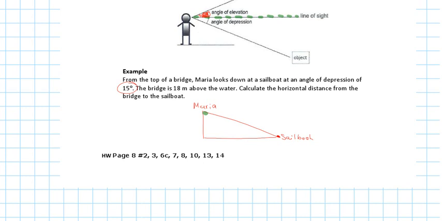If you want to put the 15 degrees, you're going to have to draw a horizontal line coming out of Maria's eyes. And then now your angle of depression to the sailboat is 15 degrees. So your 15 degrees is right here, outside your triangle. So it means 15 down too. At the sailboat, you have 15 degrees. Now, why is that?